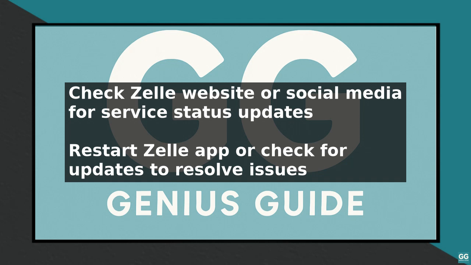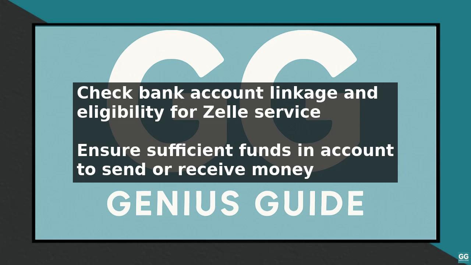First, let's start with some basic troubleshooting steps. If you are having trouble with Zelle, check if the service is down by visiting the Zelle website or social media pages. You can also try restarting the Zelle app or checking for any updates. If the issue persists, check your bank account to ensure that it is linked correctly to Zelle. Make sure that your account is eligible for Zelle and that you have sufficient funds to send or receive money. You can also try removing and re-adding your bank account to Zelle to resolve any connectivity issues.